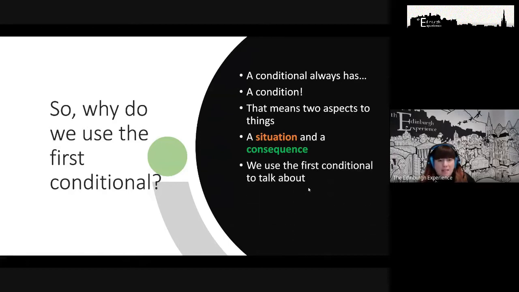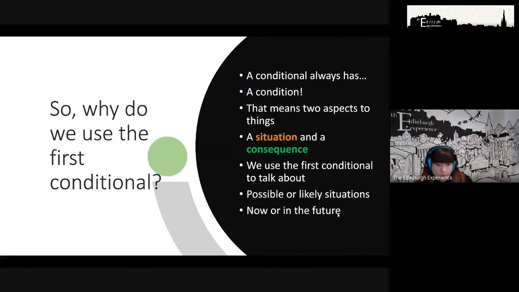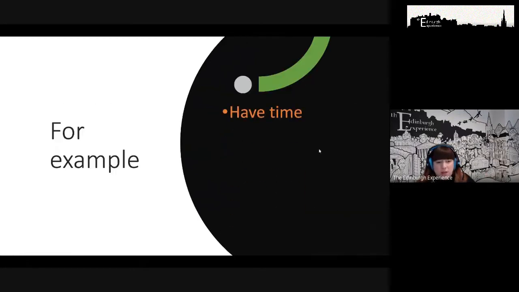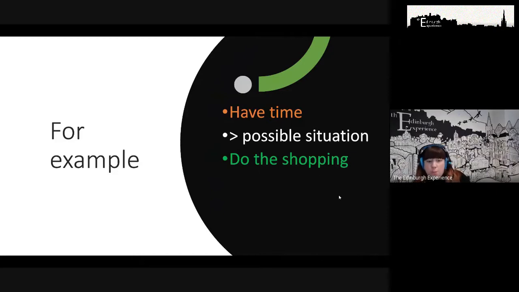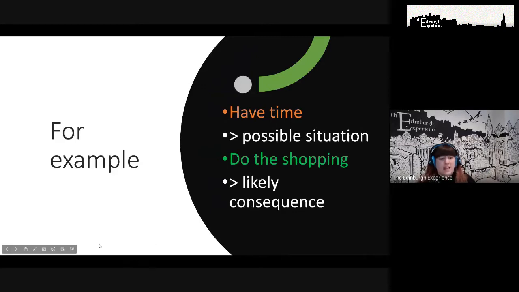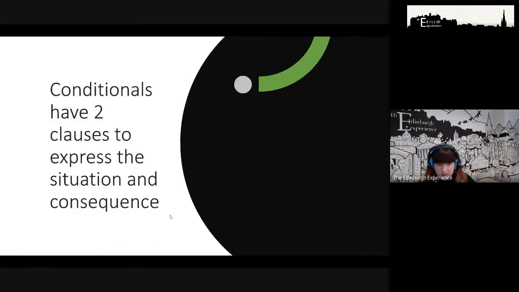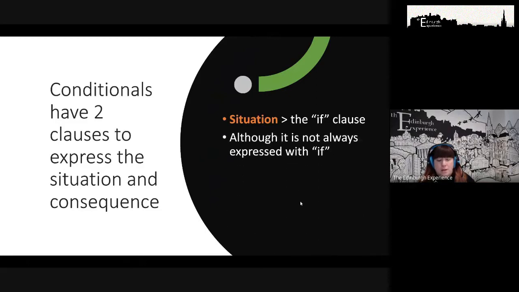In terms of the first conditional specifically, we're using that to talk about possible or likely situations which are happening now or in the future. So it's representing a present or a future aspect. If I give you an example, guys, if this is my situation, have time, that's my possible situation, and do the shopping is the likely consequence of this situation, if I put that together into a sentence, it'll look a bit like this.